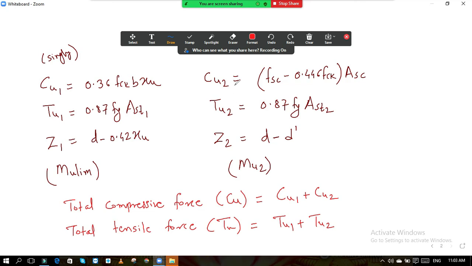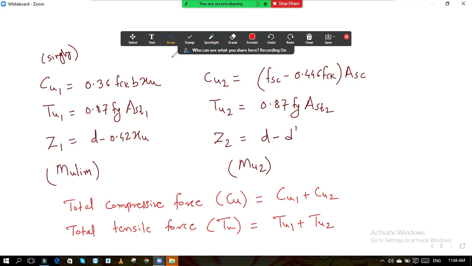Now the question is here, if you see all the formulas, 0.36 is constant, fck we know the value, b is the section, Xu also we can find out, area of steel also we can find out, fy is also known to us, d is the effective depth. Here 0.446 again, fck also known to us, it is the grade of concrete. fy again, it is the grade of steel. d dash is the effective cover in compression zone. d is the effective depth. But the thing is that what is fsc and how to calculate this fsc? So fsc is the stress in steel in compression zone, that I have already told you. But how do we calculate the value of this fsc? This is the most important thing.